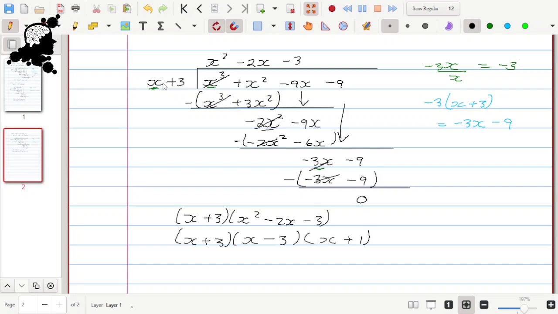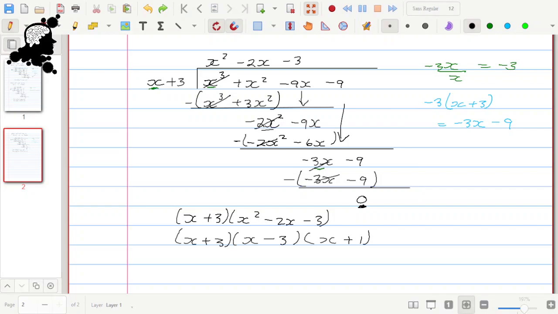Division, multiplication, subtraction. Division, multiplication, subtraction, until you get an answer of 0. If for some reason you're not getting an answer of 0, one of two things is wrong. It's either the factor that you have is not actually a factor, or somewhere along the line in the steps involved up here, you made a mistake, and therefore you're not getting 0 as an answer.